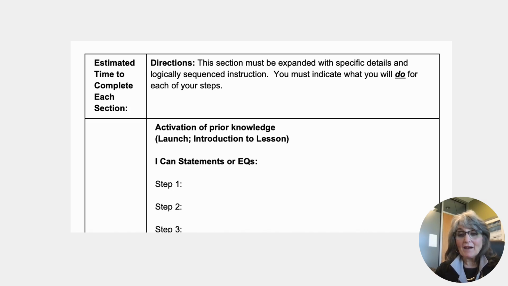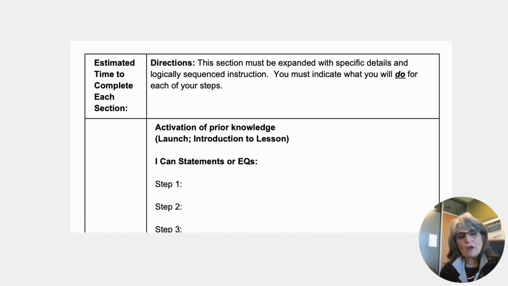All right, so you're going to write your time for each section, and then if you move over there, you see that this section must be expanded with specific details and logically sequenced instruction. You need to indicate what you will do for each of your steps. There's just like 3 steps in this first box. That's only to demonstrate to you what needs to go there. You will have many more than 3 steps, because you are going to write out exactly how you're going to teach this lesson and what you're going to do in each spot.